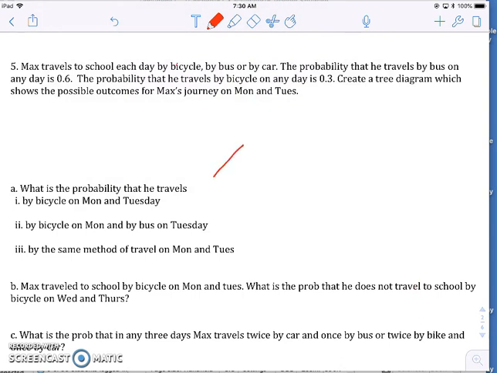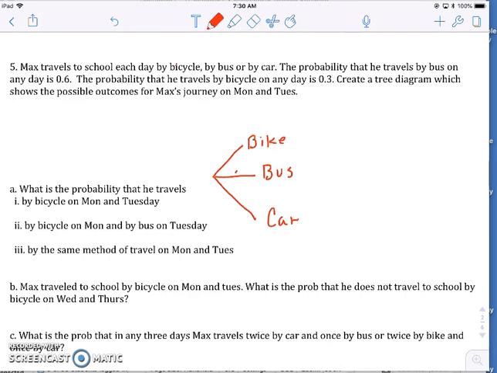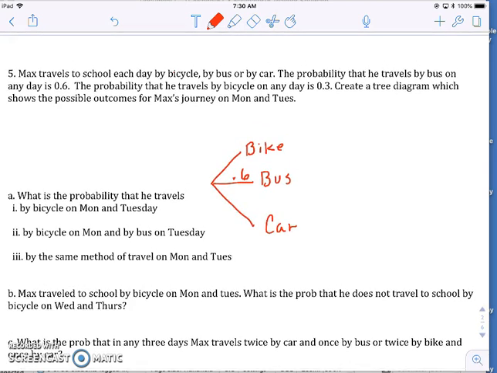Okay. So he could go by bike, by bus, by car. The probability he travels by bus on any day is 0.6, by bike any day is 0.3. So that's 0.9, so that would leave 0.1 for the car. And then we could go to the next day.